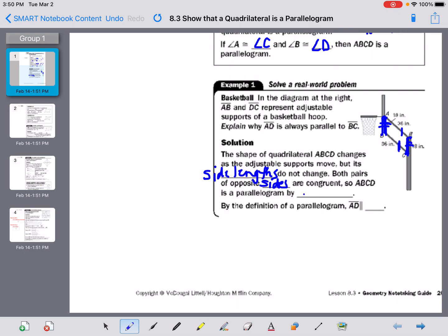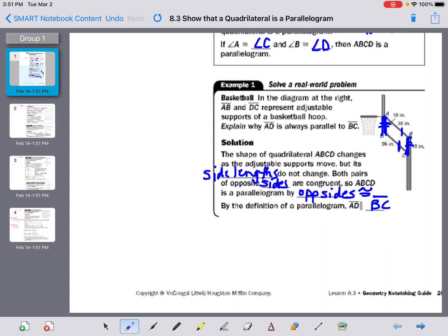parallelogram. I'm just going to put by definition of, or by opposite sides congruent. That's what I want to write. By opposite sides congruent. Please do not use a theorem number. So if my opposite sides are congruent and I know I have a parallelogram, then by definition, AD has to be parallel to BC because a parallelogram has opposite sides parallel.